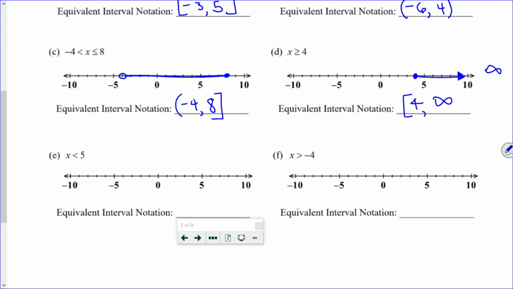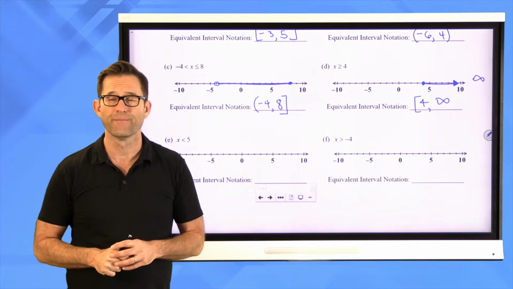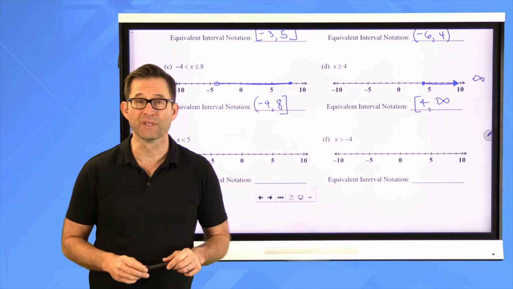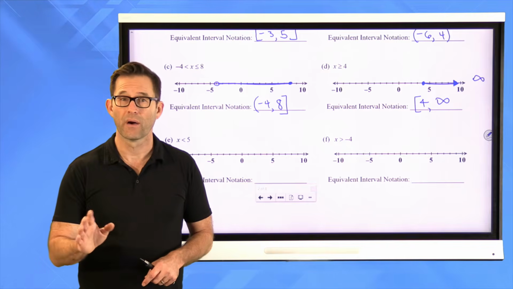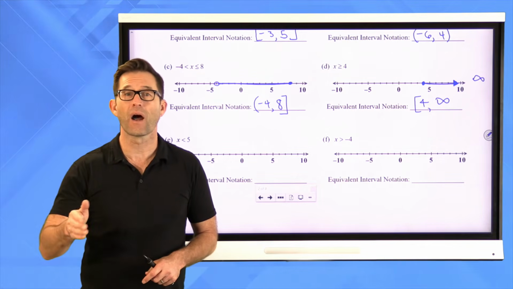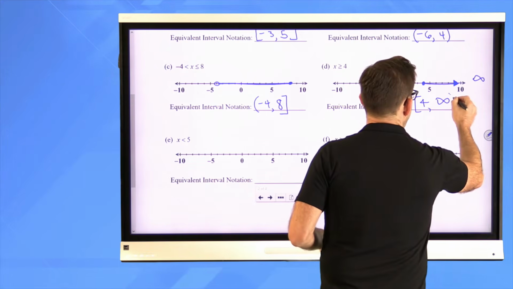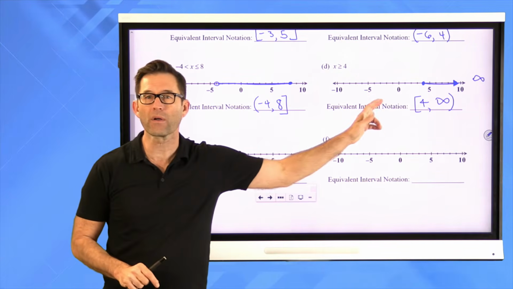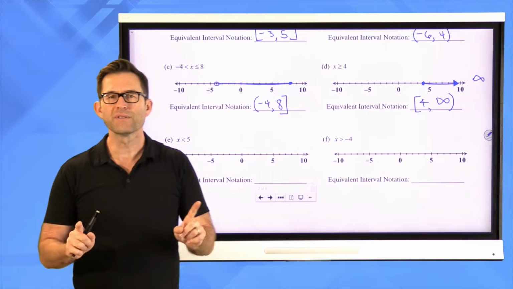Now the question should become, should I put a square bracket there, or should I just put a normal parentheses there? Well, what we say in math is that infinity and negative infinity, which we'll see in just a little bit, are never included as an endpoint because they can't be reached. There's no point in time where this interval is going to stop at infinity because you can't actually reach the number infinity. So that will always have a parentheses. So we've got 4 comma infinity where the 4 is included and the infinity never is. That one's pretty easy for students.